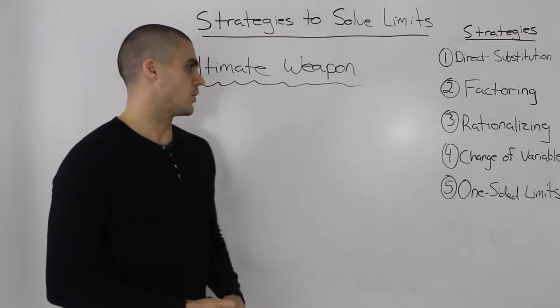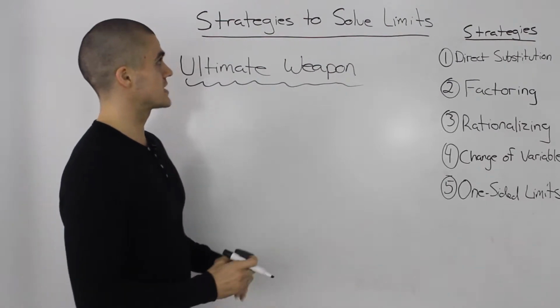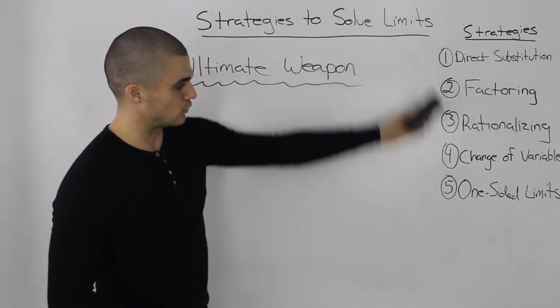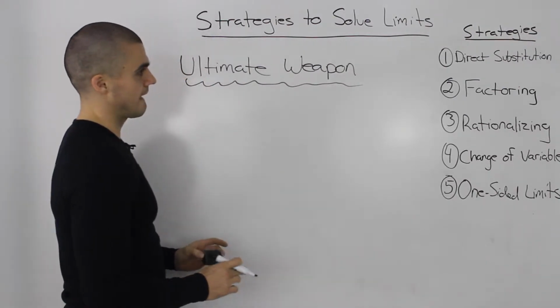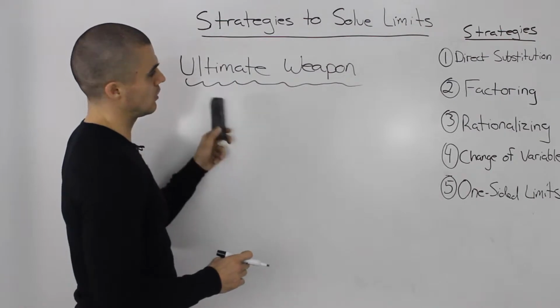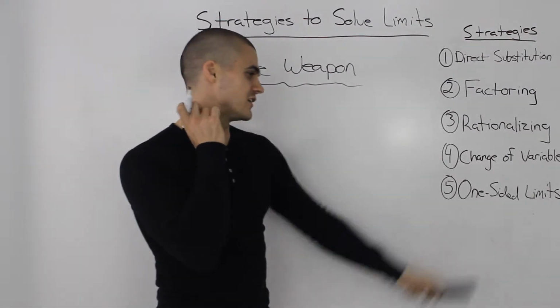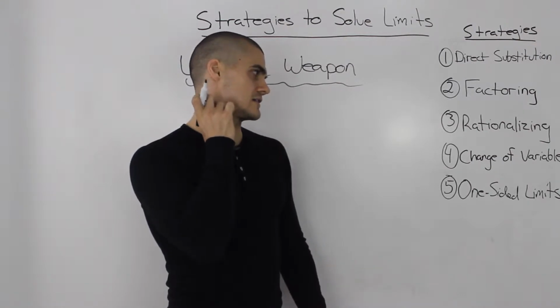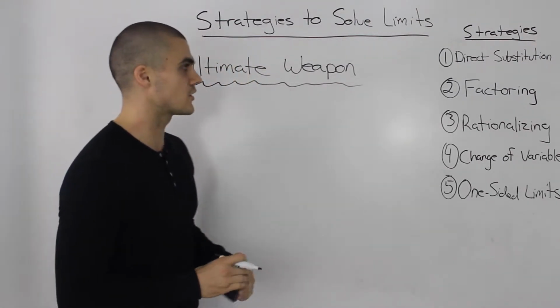All right, so we're approaching the end of the chapter for properties of limits and strategies to solve limits. We went over all 5 strategies, did a few examples of each. And I just want to make one final remark, and I'm going to call this the ultimate weapon strategy. It's not listed here, but this is for a worst case scenario.